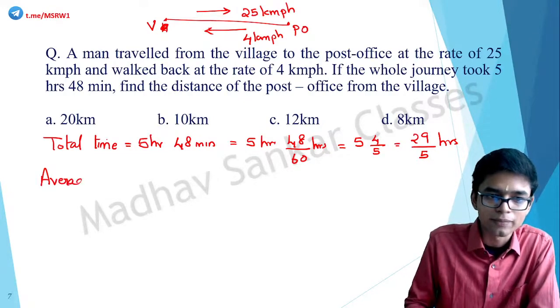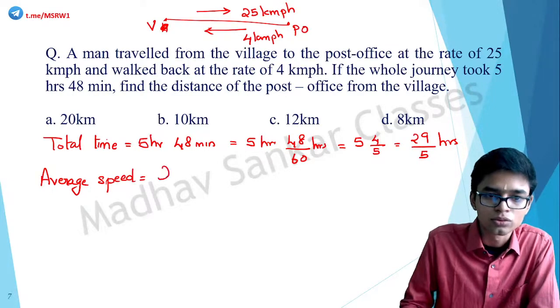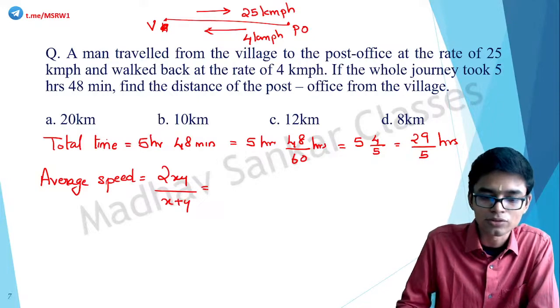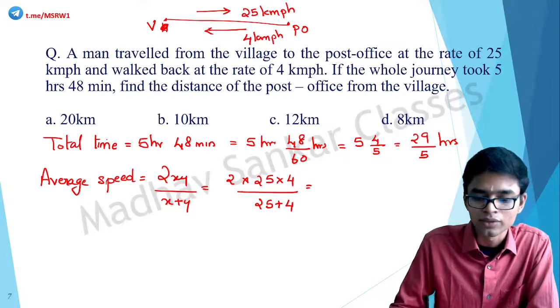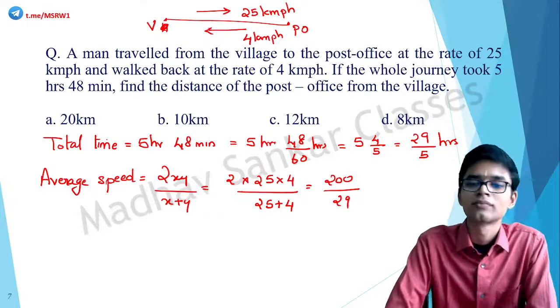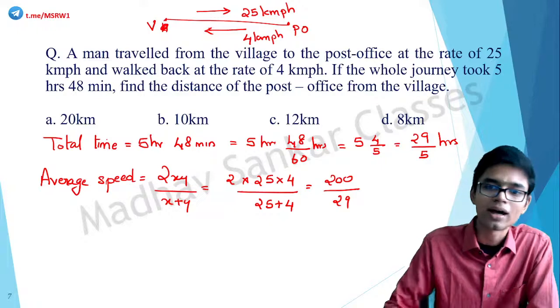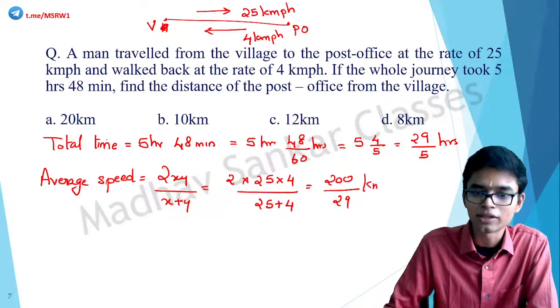Therefore, average speed is equal to 2xy by x plus y is equal to 2 into 25 into 4 divided by 25 plus 4 is equal to 200 divided by 29. Correct? So this is the average speed, this much kilometers per hour.